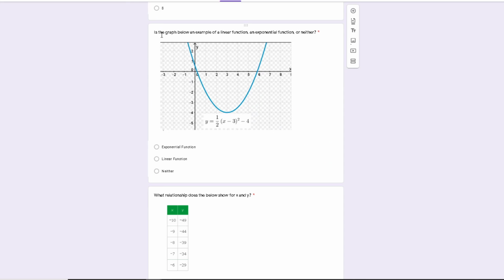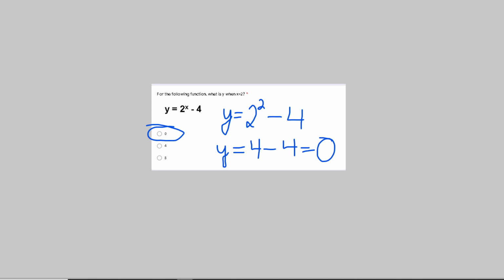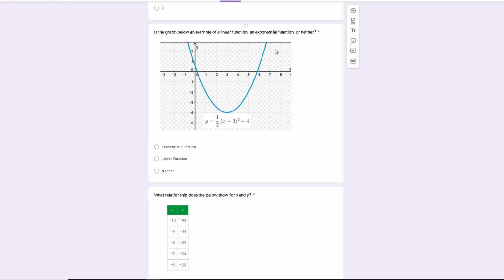Okay, is the graph below an example of a linear function, exponential function, or neither? So this would be neither. I didn't mention linear function in that other example, but we talked about those quite a bit. Linear functions are straight lines. This is like a u, so it's not an exponential.